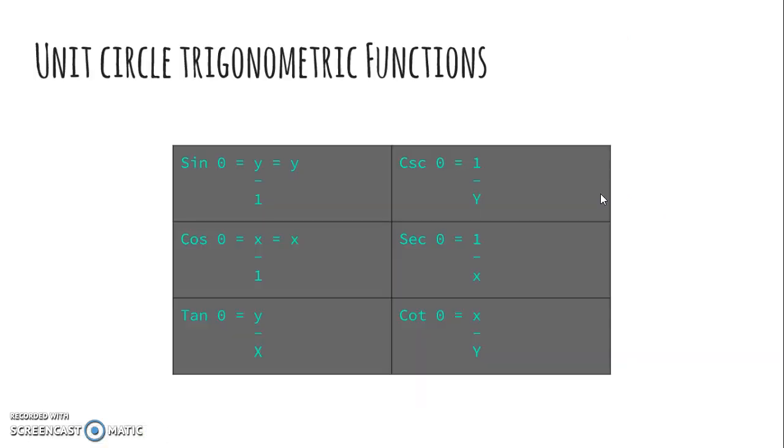These are the trigonometric functions to refer to when you're using the unit circle. Sine equals y over 1, or the radius, which equals y. Cosine equals x over 1 or r, which equals x. Tangent equals y over x. Cosecant is 1 over y or r over y. Secant is 1 over x or r over x. Cotangent is x over y.